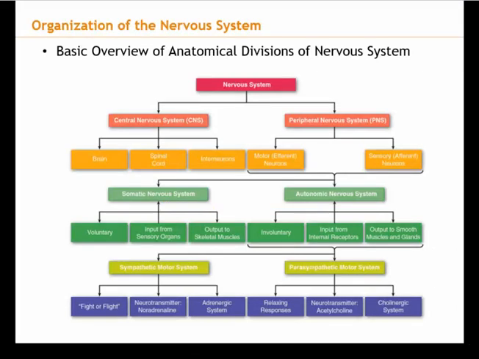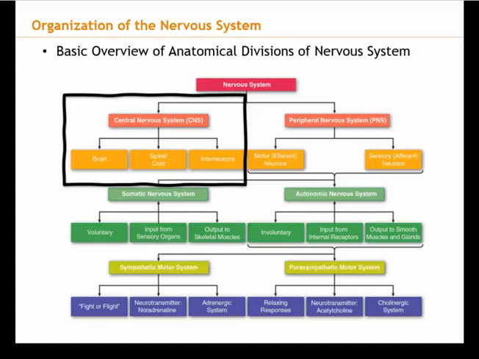Okay, so this chart here is really great because it gives you the anatomical divisions of the nervous system. So what we're going to do first is start with the central nervous system, the brain, and the spinal cord. And then later, well, the rest of this picture is the peripheral, which we'll talk about later.